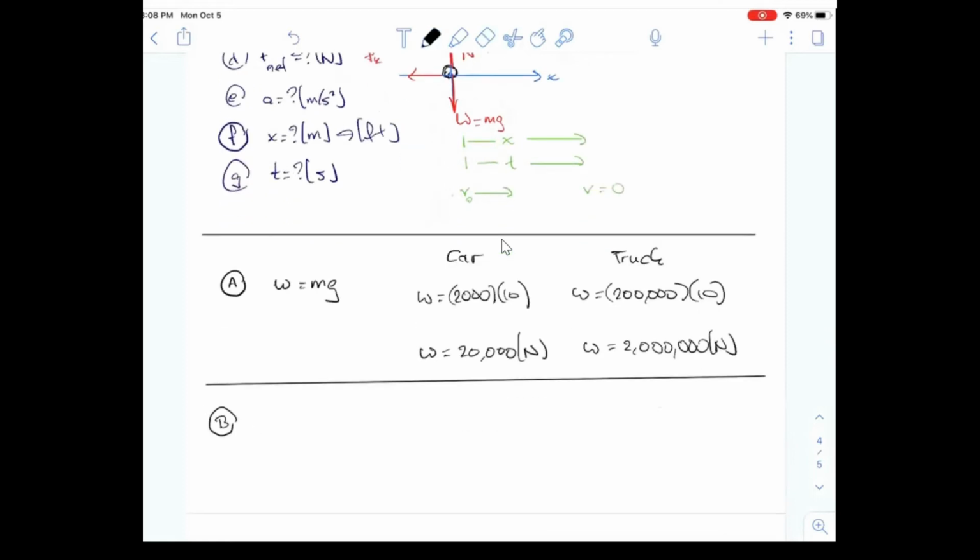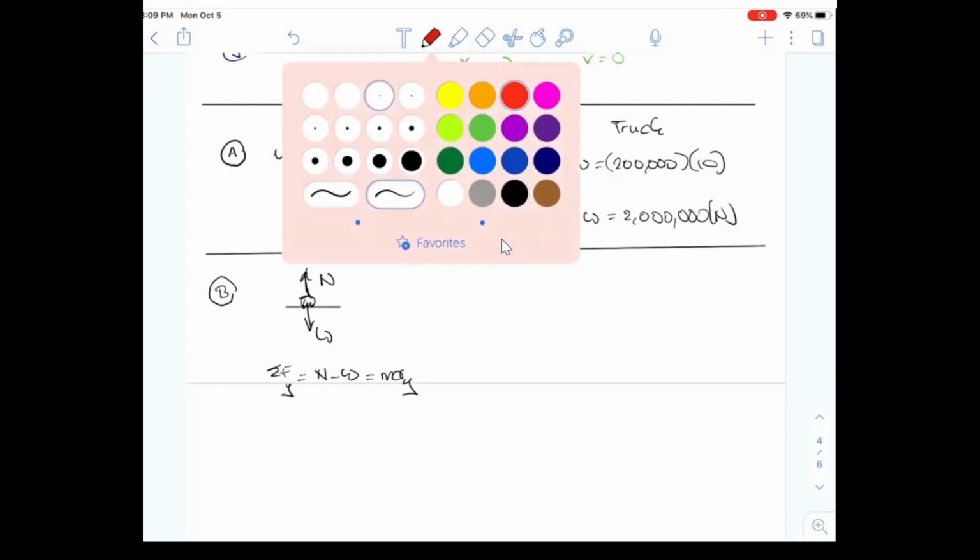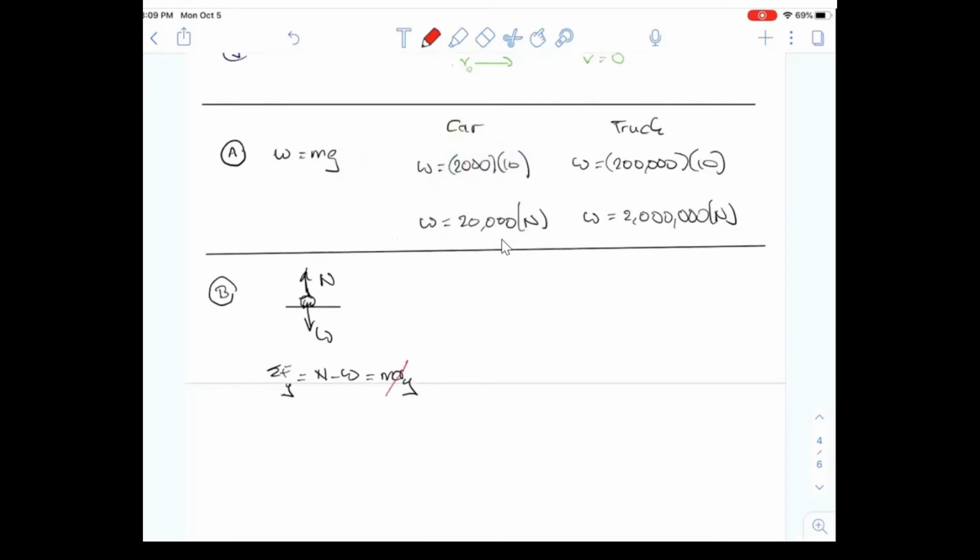All right, so along the y direction, you got the weight, and the normal force is the reaction force for the weight. So what we need to do is just take a look at the net force on the y direction, and W is down. The net force on the y direction is what's responsible for the acceleration, right? There's no acceleration on the y direction. This thing is not going up or down, which means that the net force on the y direction is going to be 0.